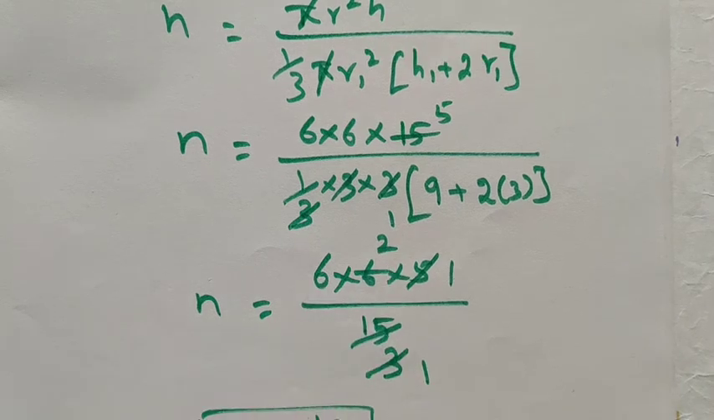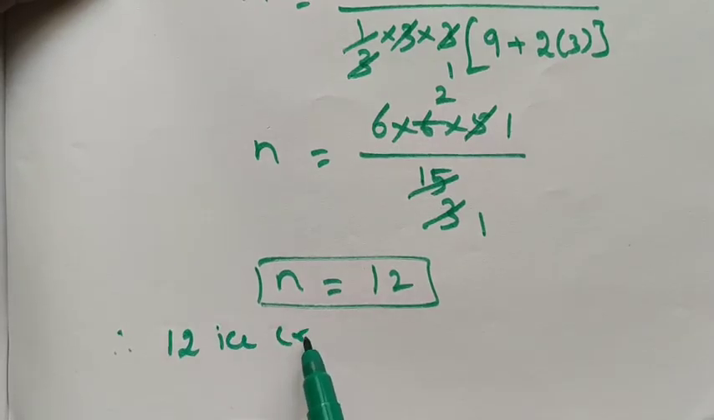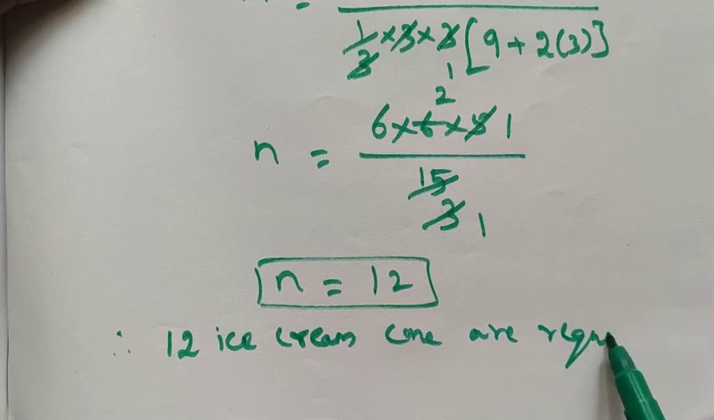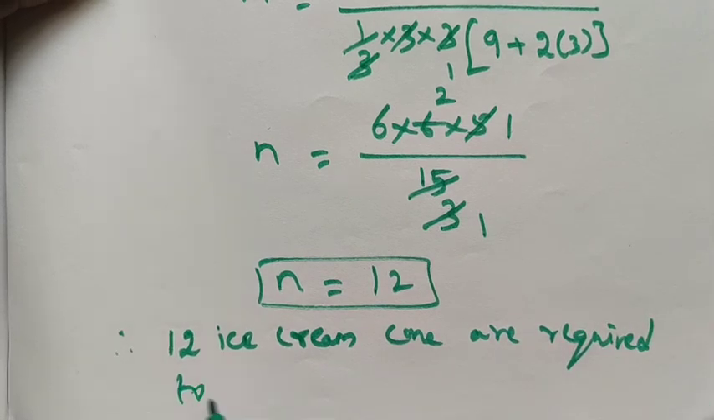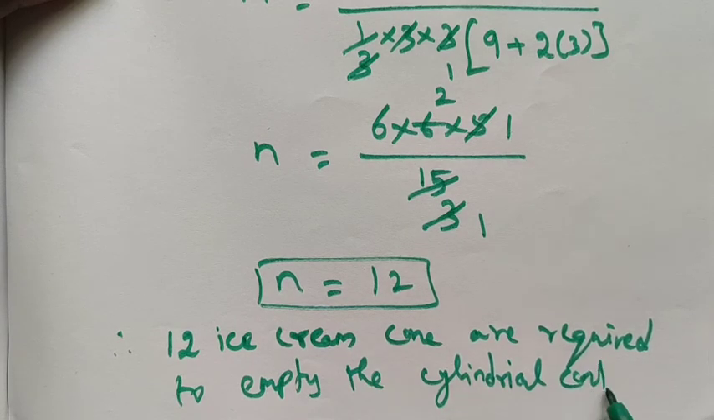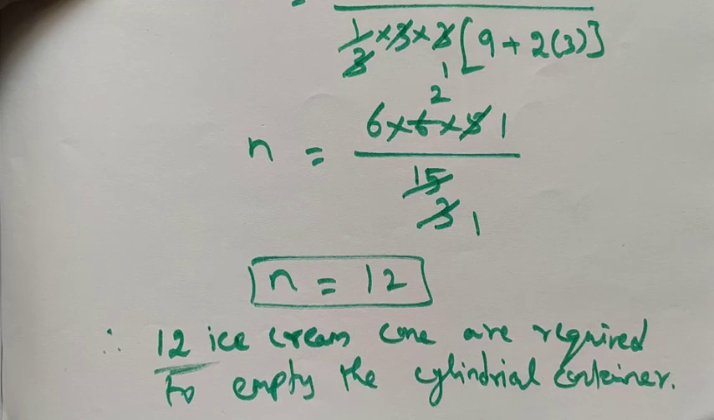Therefore, 12 ice cream cones are required to empty the cylindrical container. So a total of 12 ice cream cones should be filled to empty the container. Thank you, students.